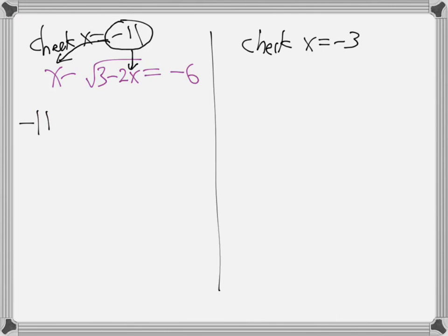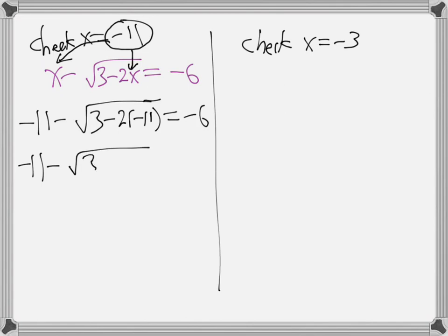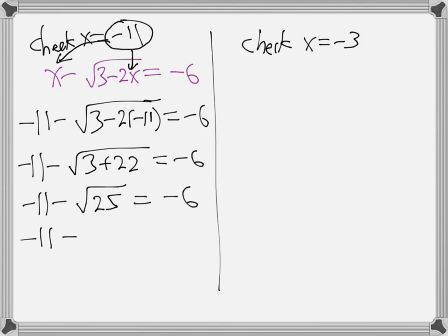So we get negative 11 minus the square root of 3 minus 2 times negative 11 is negative 6. And that's negative 11. Then you just work out the numbers. You can use a calculator, whatever you want. You're just working out the numbers to see if the left side equals the right side. So this is 3 plus 22. 25. What's the square root of 25? 5.